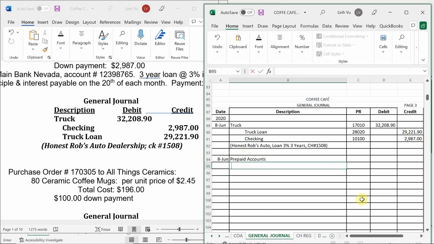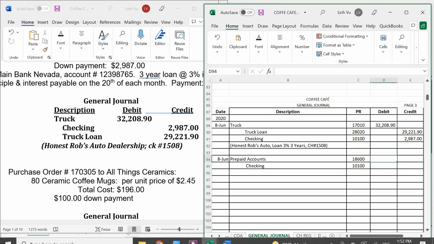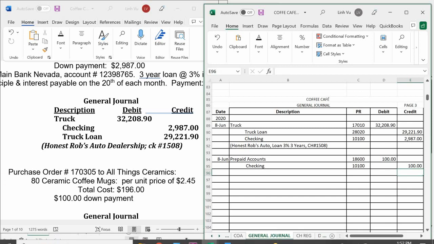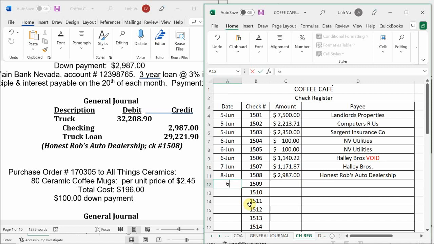Okay, and of course, we had to pay it, right? Best form to keep a paper trail is we're going to be cutting a check. So prepaid account should be $18,600 and then $10,100 for the checking account. Okay, so we made a $100 payment. Therefore, I need to go cut my check first to get all the information that I need.